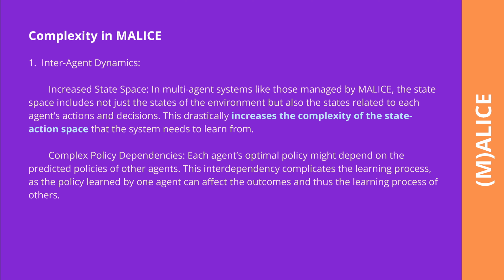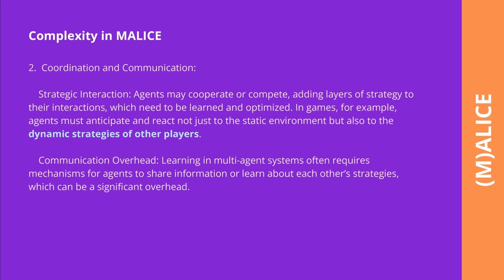So each agent's optimal policy might depend on the predicted policy of the other agents, and this interdependency complicates the learning process further, as we know, as the policy learned by one agent can affect the outcome and thus the learning process of all the other agents. So we have kind of a perfect chaos, but we have the mathematical apparatus to solve this.